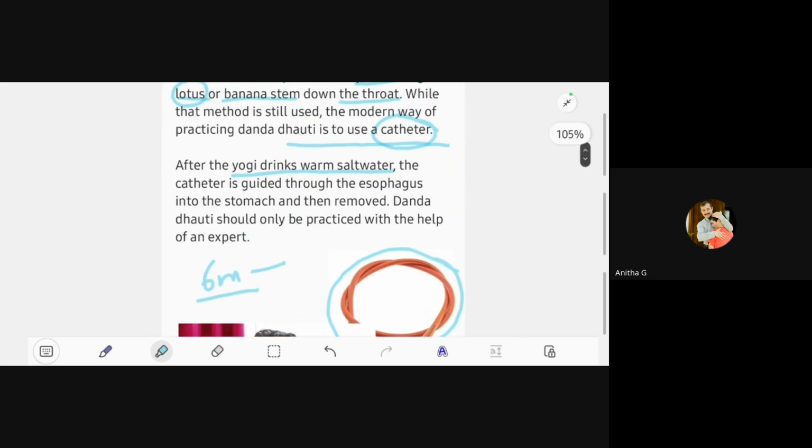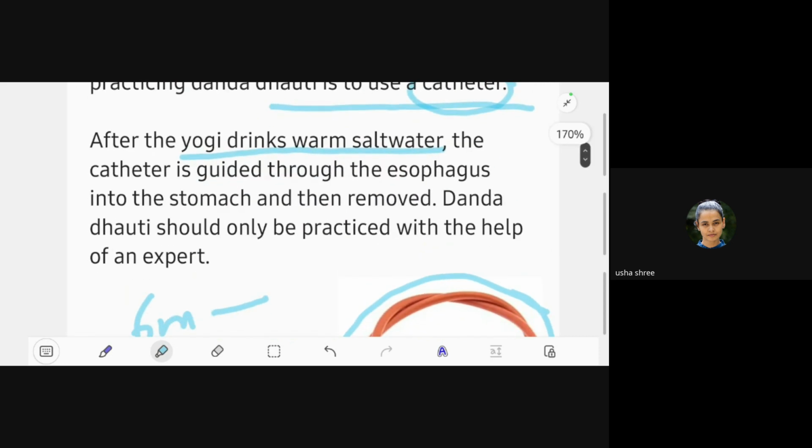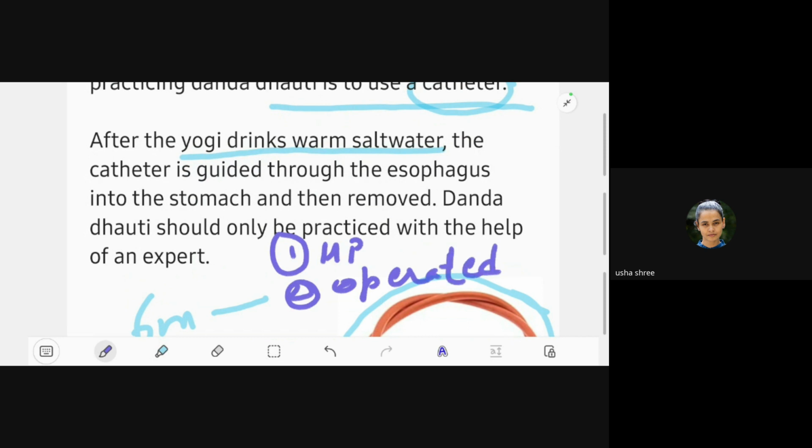Remember the contraindications I have told you. Yes, I am repeating them. The main contraindications: one is high BP, and any operated person. If surgery has taken place in the past 6 months, till the doctor has not advised, never perform or let others perform or practice this.